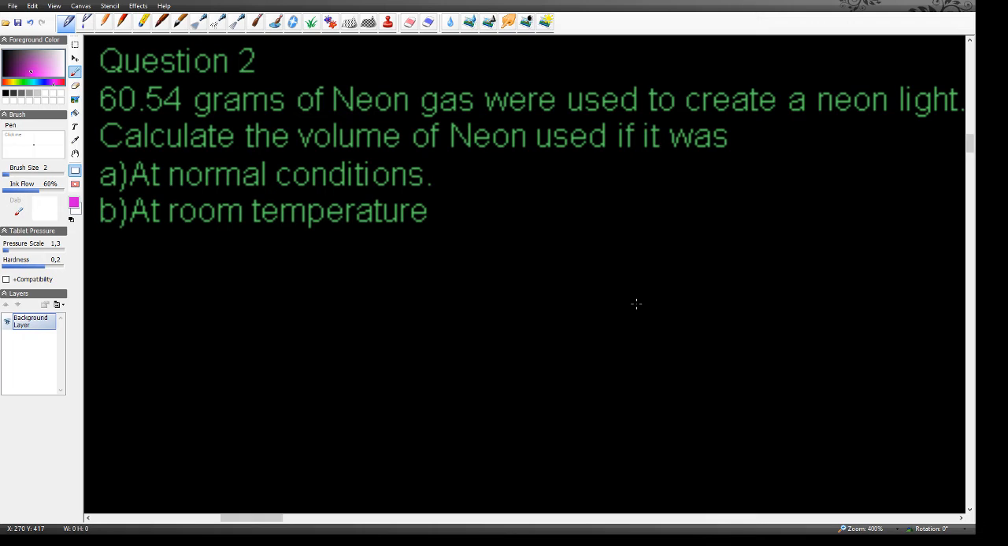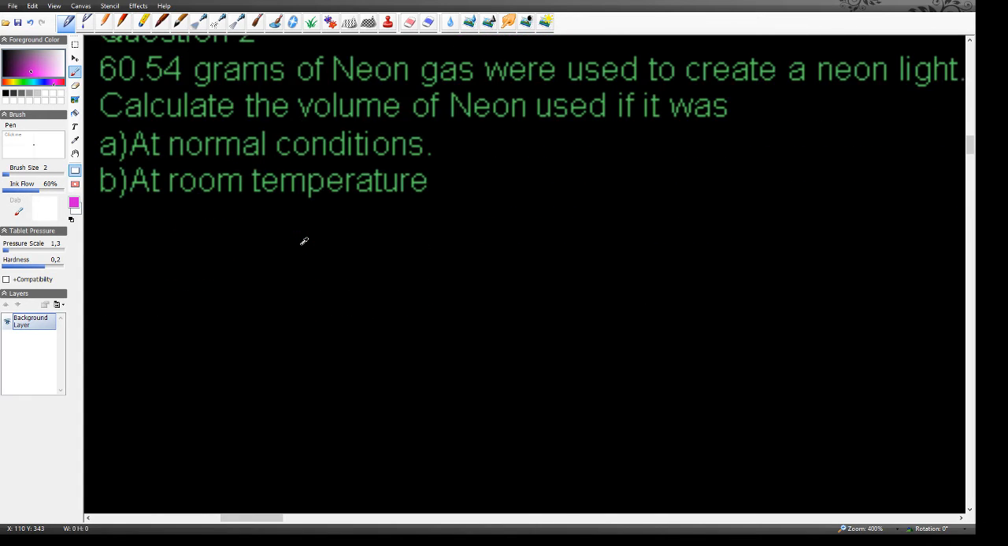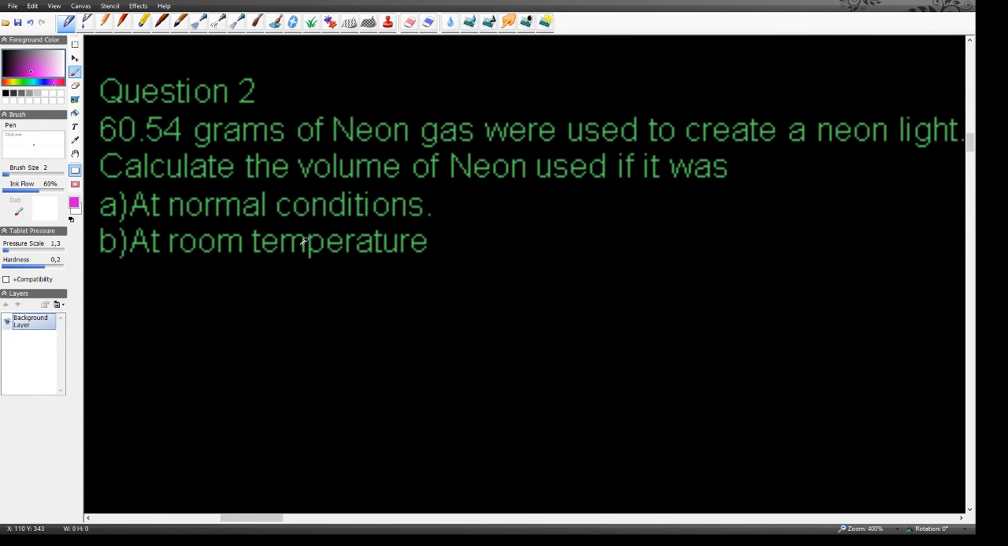So question 2, we're told that 60.54 grams of neon gas were used to create a neon light. Let's calculate the volume of neon used if it was, again, at normal conditions or at room temperature. So there's one thing we can calculate for both of these parts without having to do it separately two times.